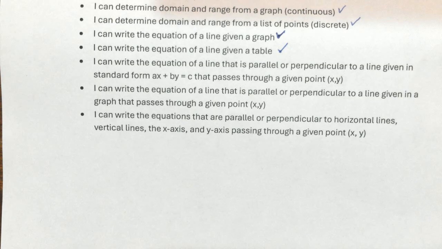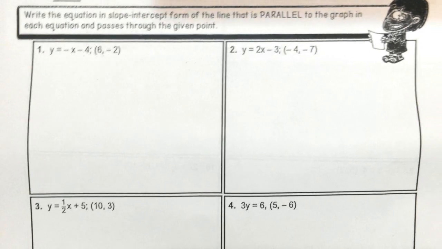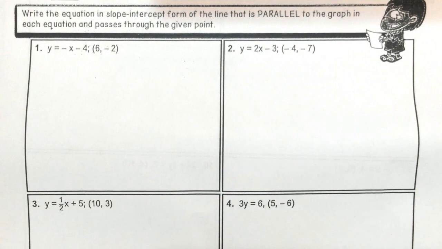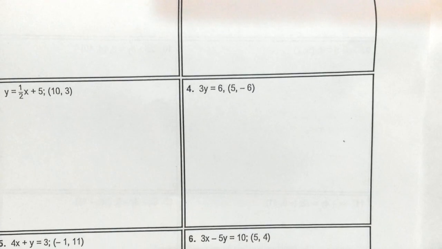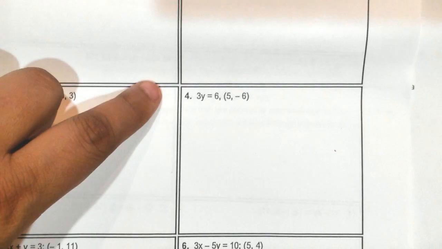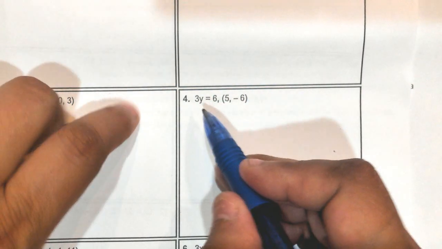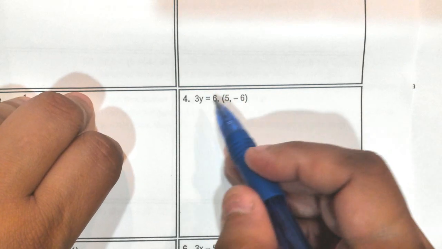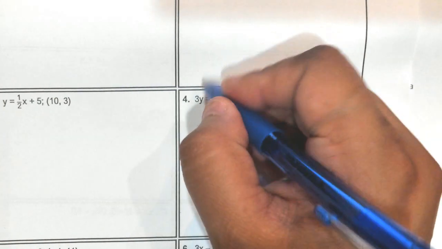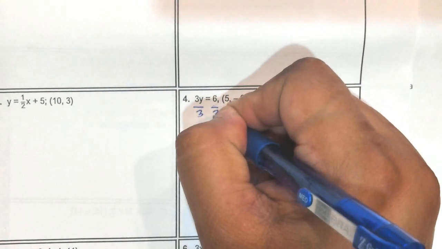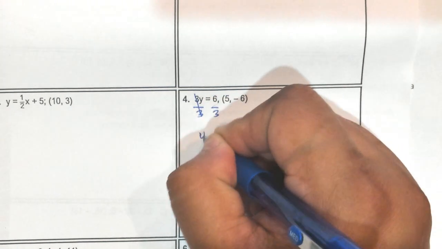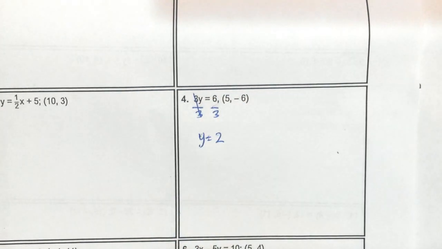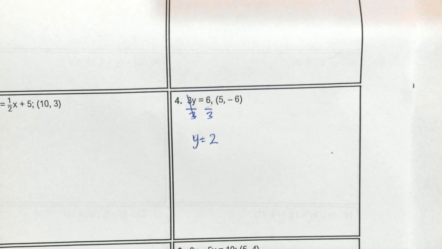When you have, this was your assignment from the other day. Where are we on? The parallel side? Okay, so right here, number 4. Let's look at number 4. Vertical lines, horizontal lines. I don't see an x here. So what you're doing is you're solving for y. I have y equals 2. What is that? What is y equal to 2?